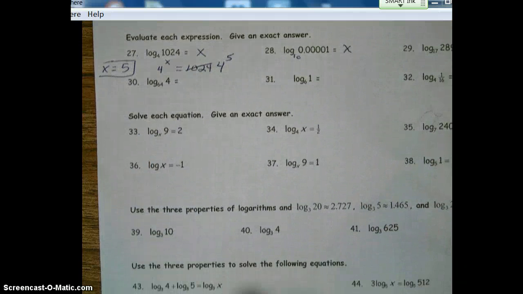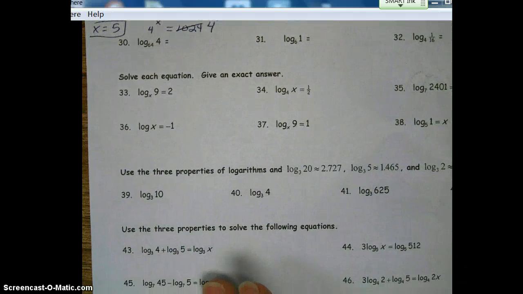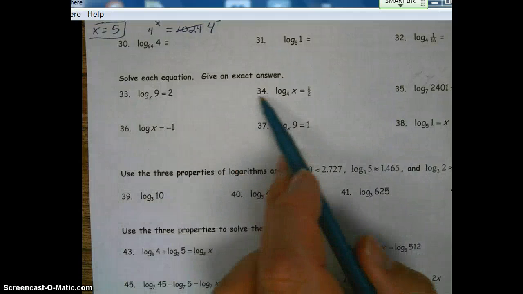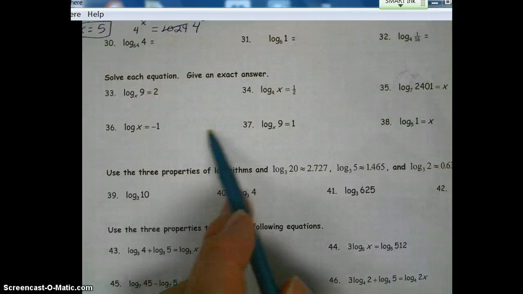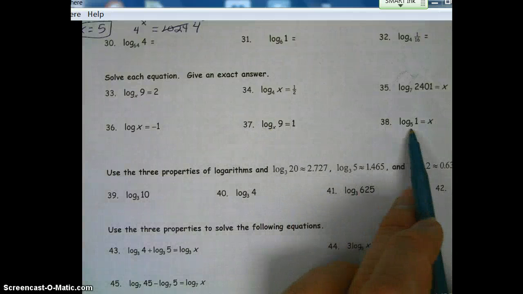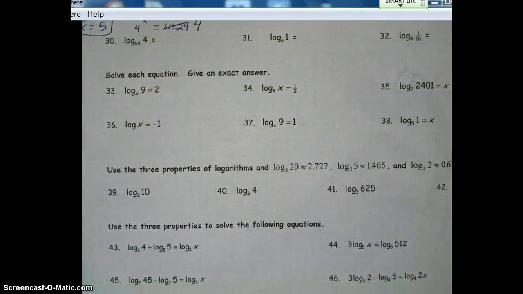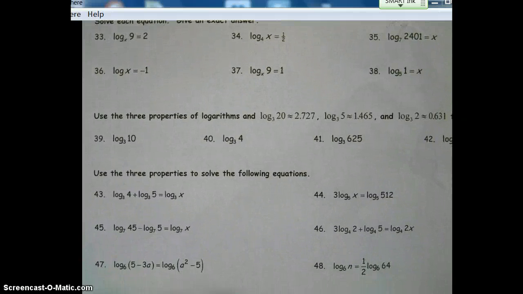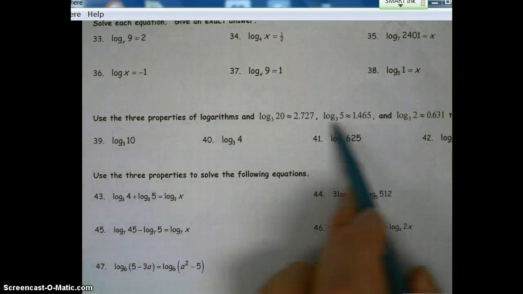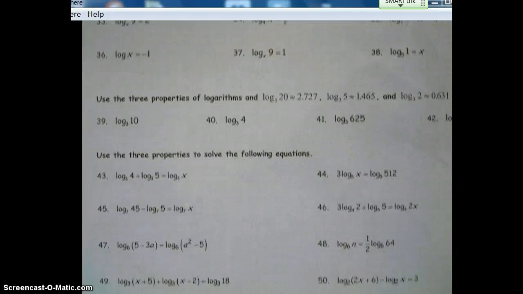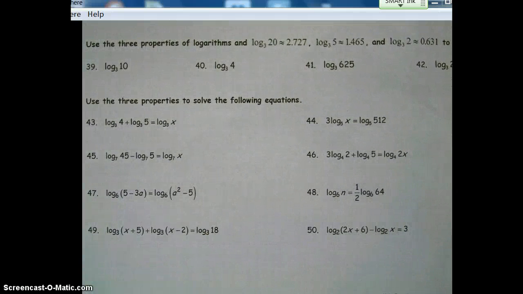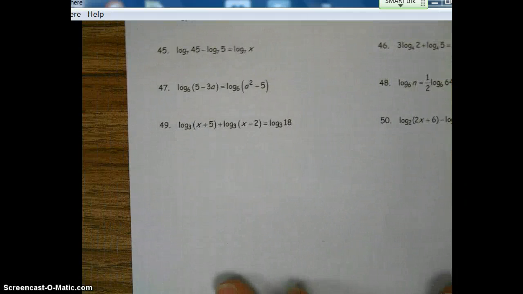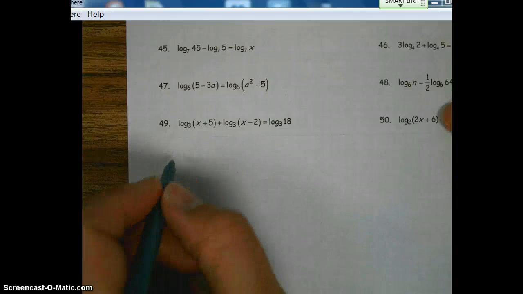Think you guys can handle these? No problem. Think you can handle those? If you get stuck, we're going to go over it on Tuesday. Properties of logarithms, you can do that. Use the properties to solve the following, you can do that. Okay, bonus material.